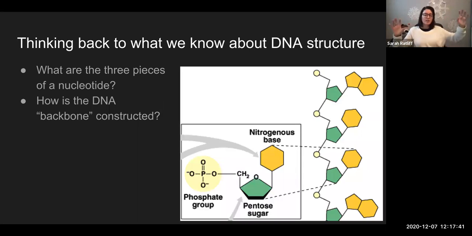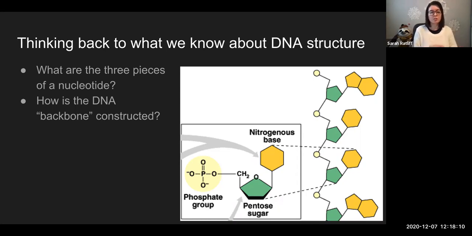So thinking back to last week, just super quick, there are three pieces to a nucleotide. A nucleotide is a monomer of our polymer DNA, which is a nucleic acid. The three pieces: we have a nitrogenous base, that's our A's, C's, T's, and G's. Then those are bonded to our pentose sugar. In this case for DNA, that is deoxyribose. That is the name of our sugar. And that is covalently bonded to our phosphate group.